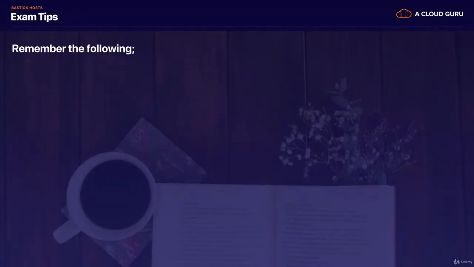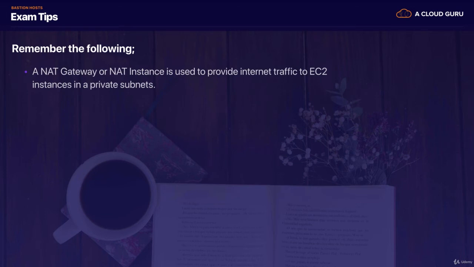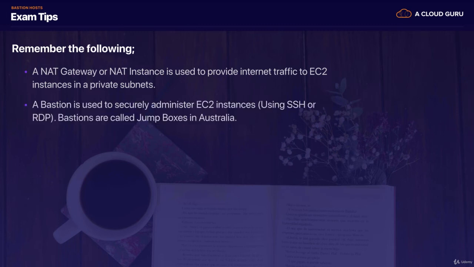So in terms of Bastion hosts, just remember the following. A NAT gateway or a NAT instance is used to provide internet traffic to EC2 instances in private subnets. So it's not being used to SSH or RDP in. A Bastion is used to securely administer EC2 instances, so using SSH or RDP.